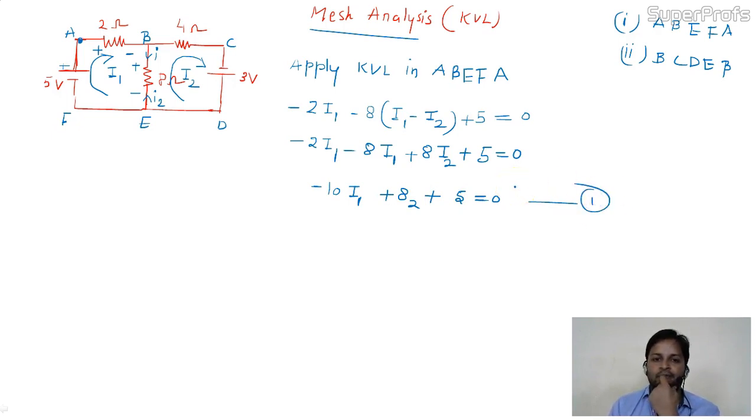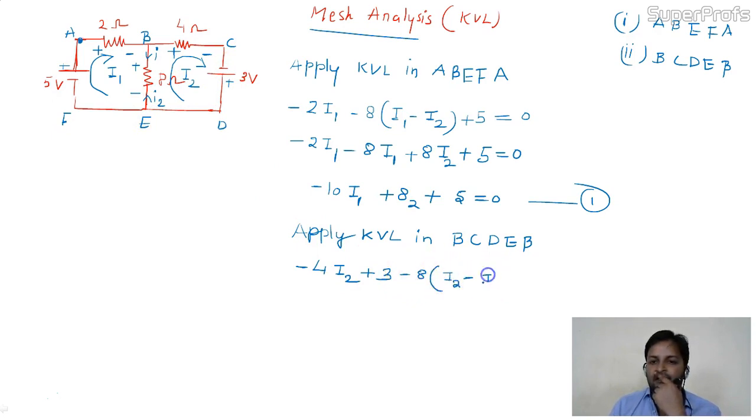I hope this one is clear to you. Okay, now apply KVL in the mesh B, C, D, E, B. We are going to start from B and come back to B. The first voltage drop I'm getting is across 4 with a negative sign, and the value of the voltage drop is 4i2. Here at the output the sign is positive, so positive 3. Come to the 8, so minus 8, and the current is i2 minus i1. I told you already why, and we came back to B, it is 0.